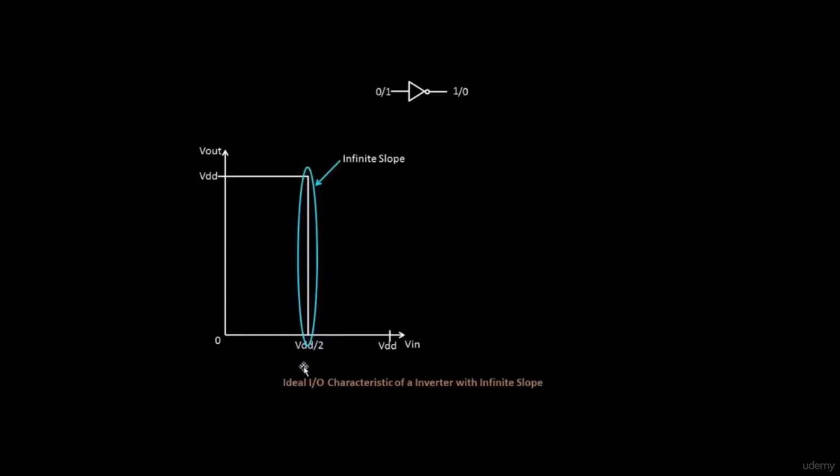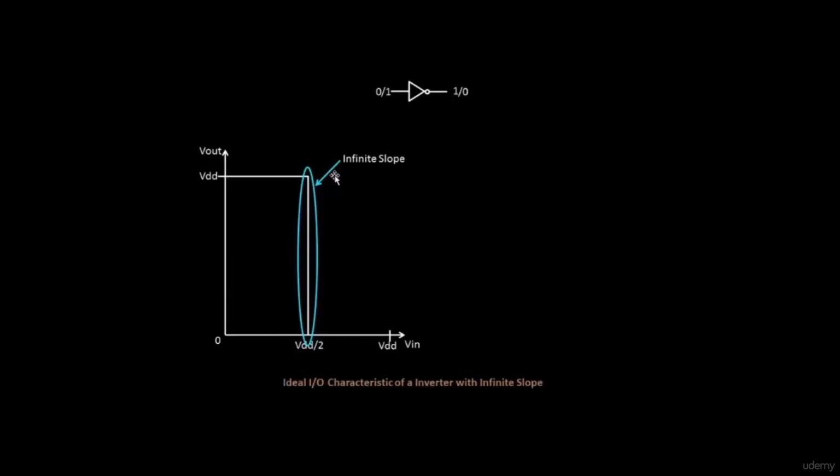This says that the slope of this particular line ideally should be infinite. Right now we are talking about an ideal case. We'll move into a practical scenario as well, but let's look into the ideal case first. Ideally, it should have an infinite slope. Slope is basically dy by dx, the difference in the y-axis divided by the difference in the x-axis.